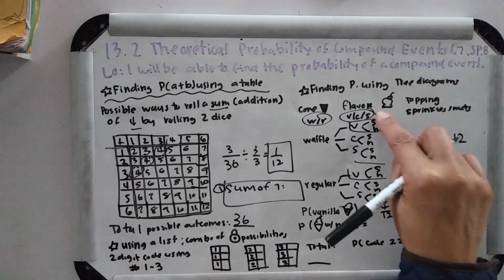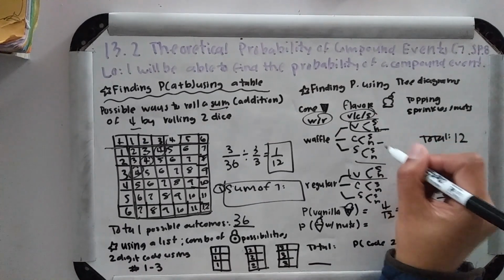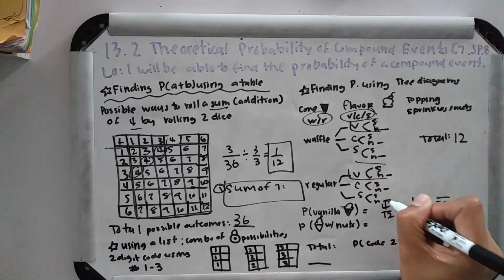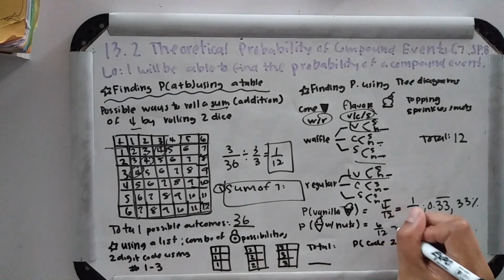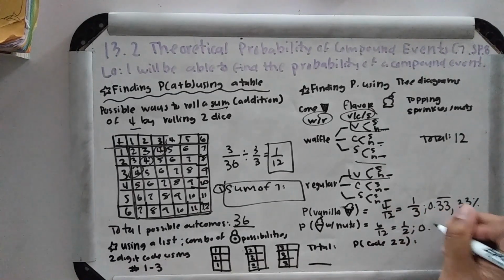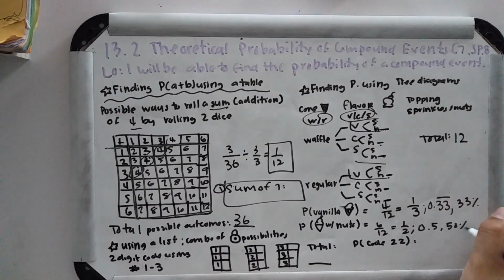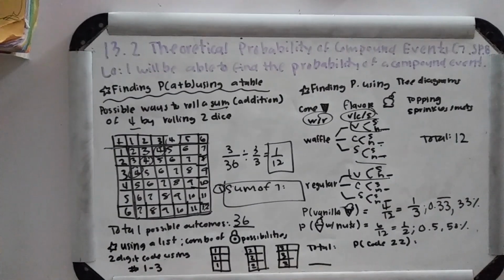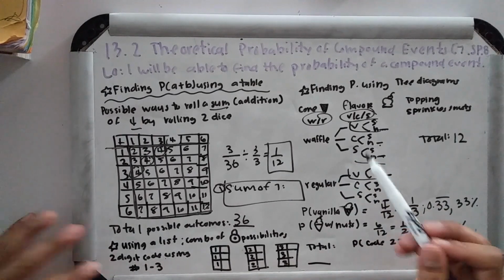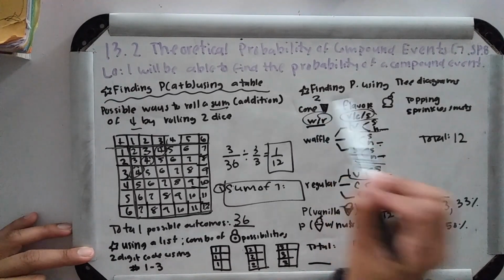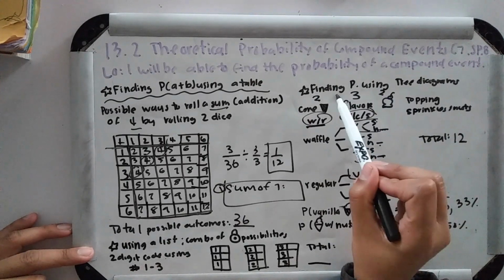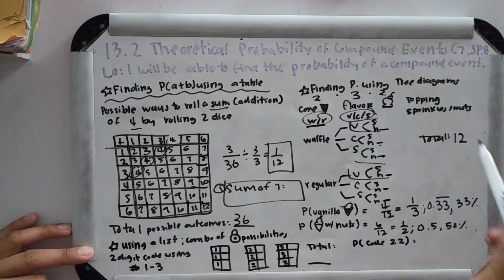Now for the nuts, this one has nuts, this one has nuts, nuts, nuts, nuts, and nuts. So 1, 2, 3, 4, 5, 6. So 6 out of 12, that's half, that's 0.5 and 50%. The easiest way to do that without doing the diagram is you multiply the different items that you have. So you have 2 different cones, 3 different flavors and 2 different toppings. You go 2 times 3 is 6, times 2 is 12.